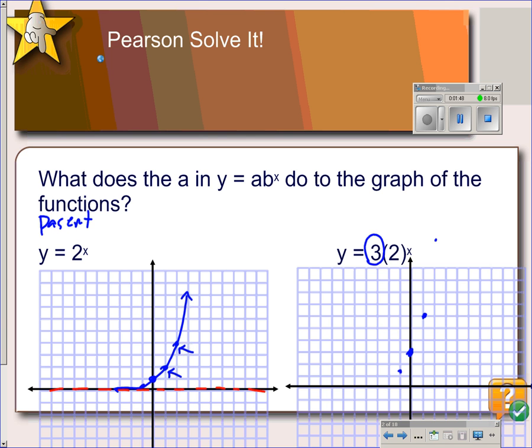So we get a curve that's similar to the previous one. It still approaches the x-axis on the left, and it's still a growth function. It's just much more rapidly increasing on the second function. So the 3 on the front, the a value, causes the graph to stretch in a vertical direction.